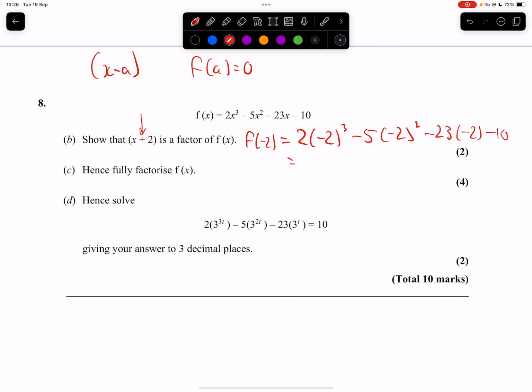And then when you calculate it, that would turn out to be negative 16. That would be negative 20. Add 56, take 10, which if you work it out is 0. And because it's 0, therefore x plus 2 is a factor.